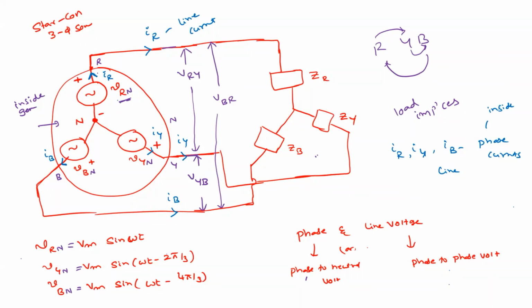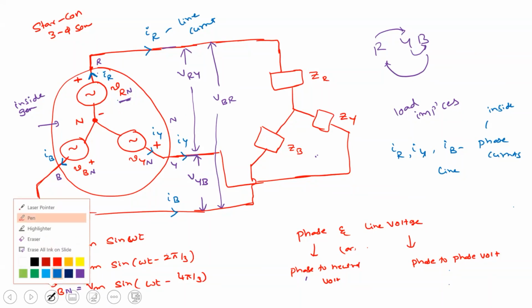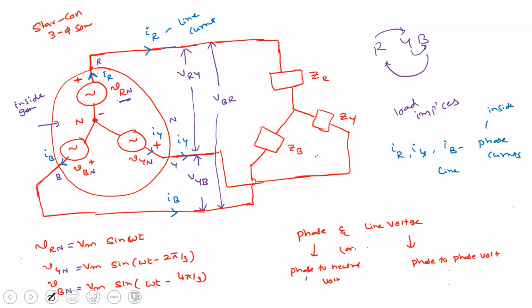Okay, so we have this neutral here. This capital N is the source neutral, and this is the load neutral. You can directly connect these two neutrals. That is one possibility. Or we can connect this neutral to ground. Or we can open this one, so there is no connection.